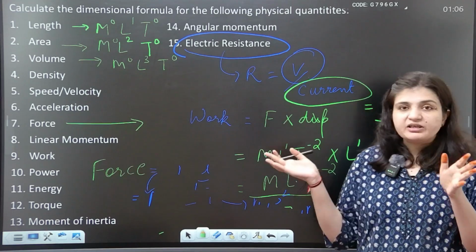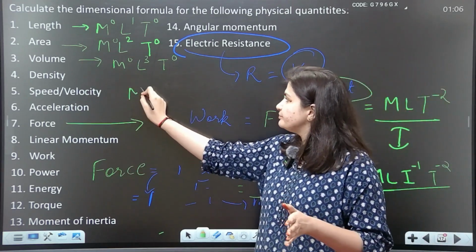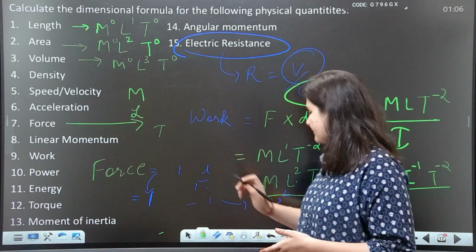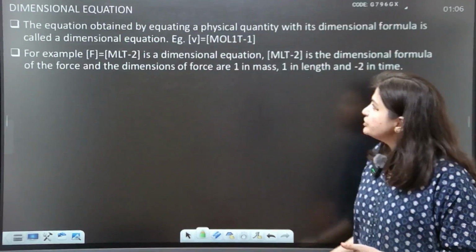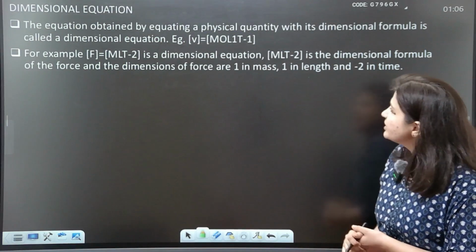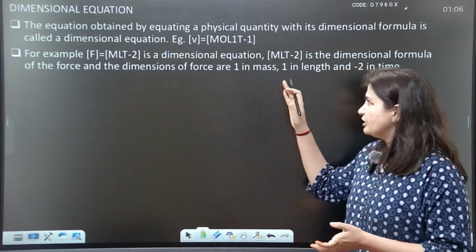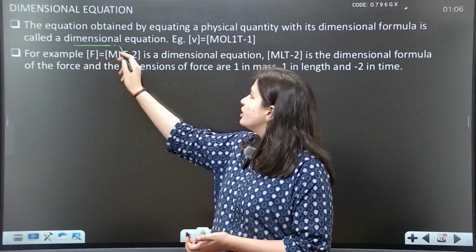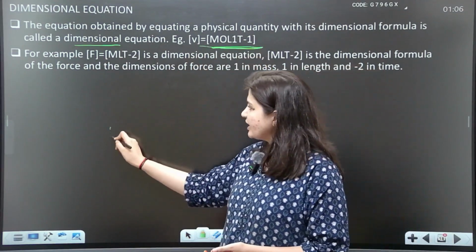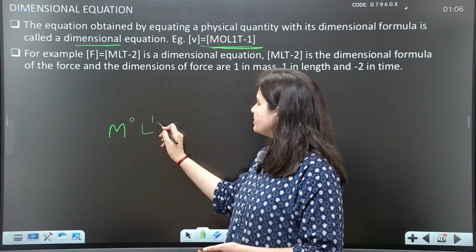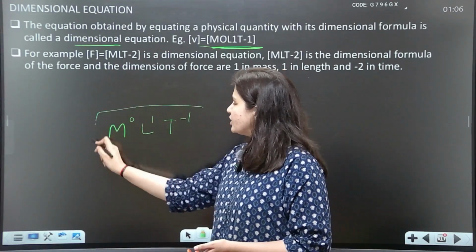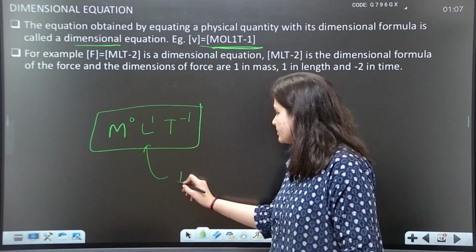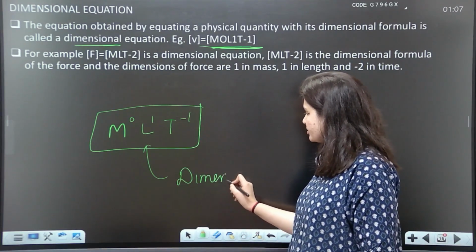Okay students, for mass we use M, for length we use L, and for time we use T. Now let's come to this concept. The equation obtained by equating a physical quantity with its dimensional formula is called a dimensional equation. Like if we have M to the power 0, L to the power 1, T to the power minus 1, this is the dimensional equation. What do we call it? The dimensional equation.